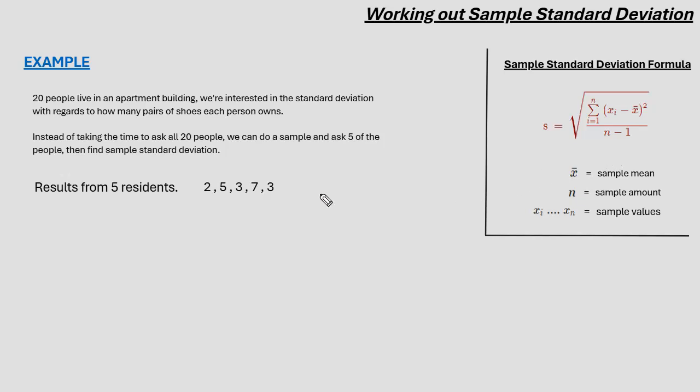So firstly, our sample size n is 5, and our sample mean is 2 plus 5 plus 3 plus 7 and 3 again. This is all over 5. 20 over 5 gives us a sample mean of 4.